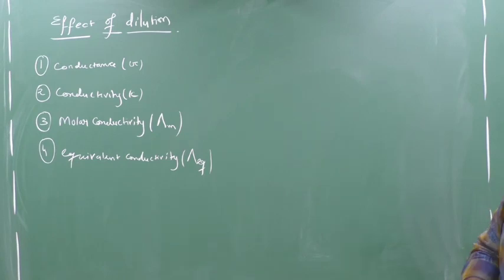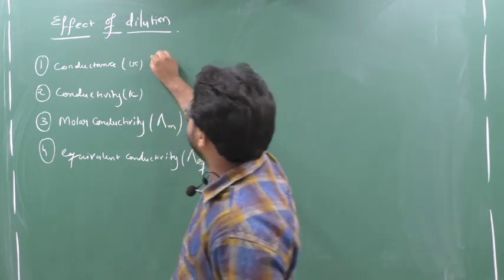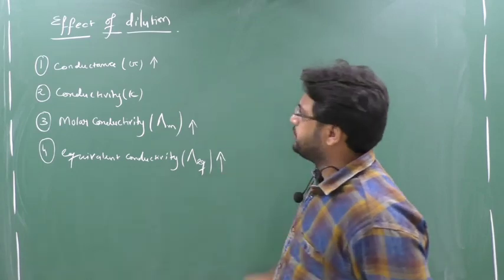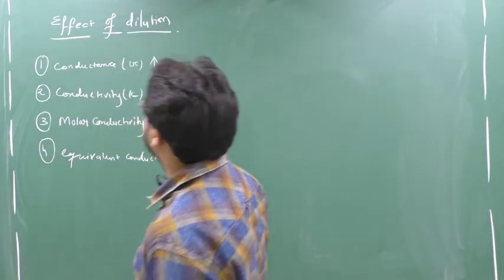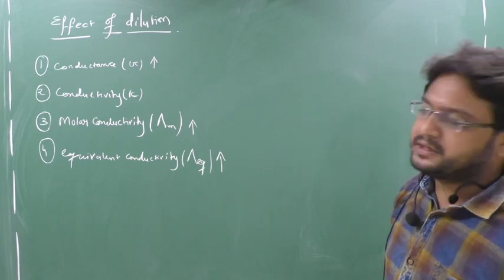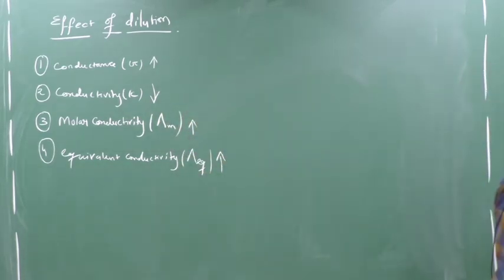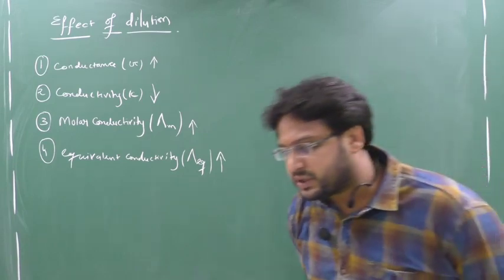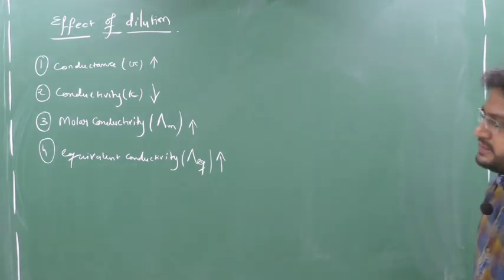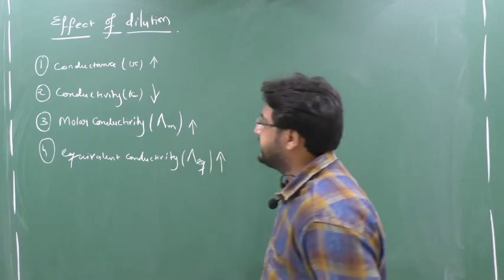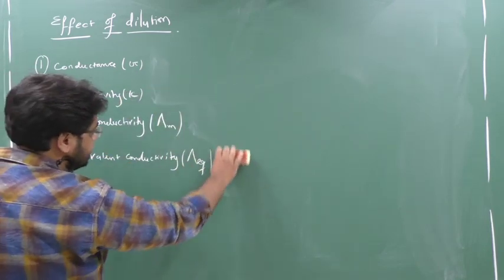But to remember, or to mug up, remember that in the effect of dilution, except conductivity K, everything increases. If in the exam they ask you the effect of dilution, except conductivity, everything increases. Conductance also increases, molar conductivity also increases, and lambda EQ also increases. Only conductivity decreases. Clear? I told you this only to remember, so that if any MCQ comes, you can directly give the answer. Please remember this. Now we are going to discuss one by one why they increase or why they decrease.